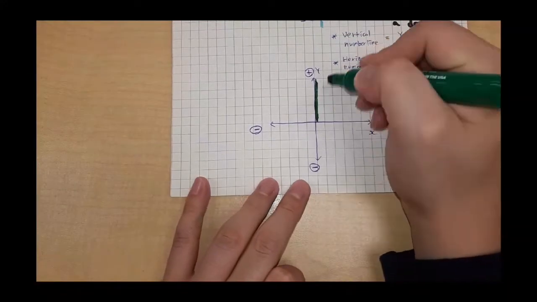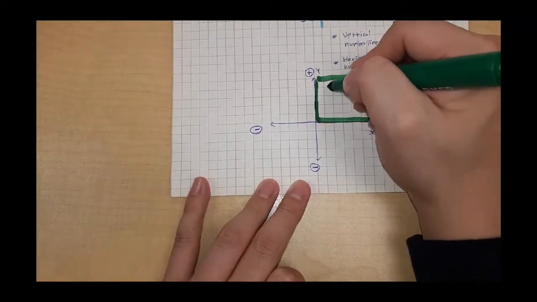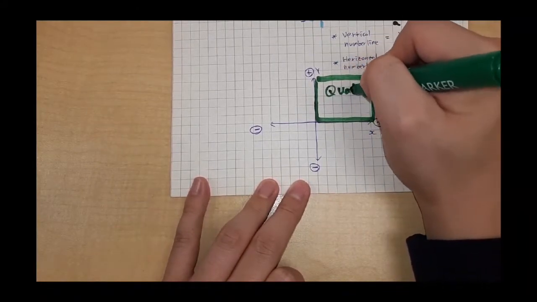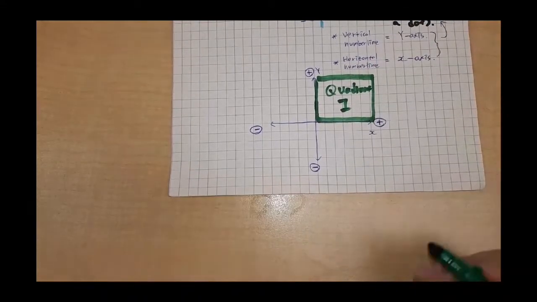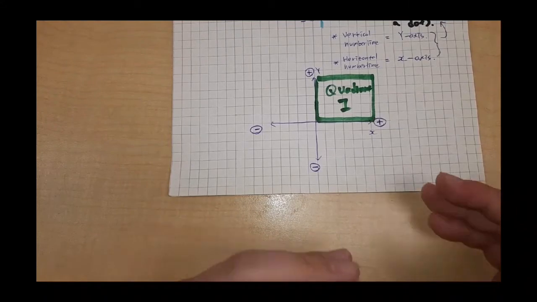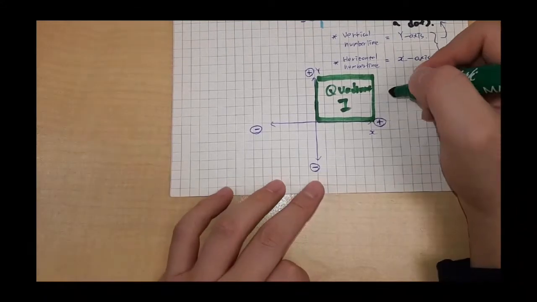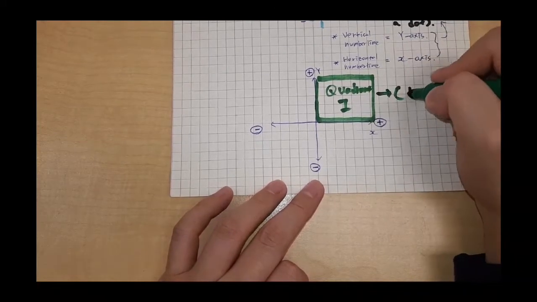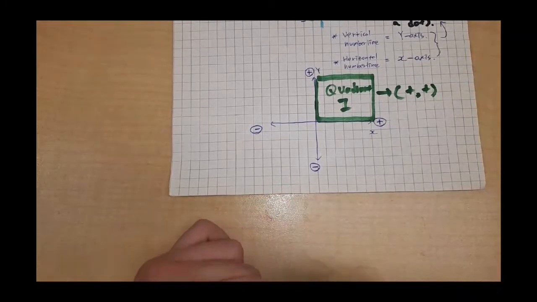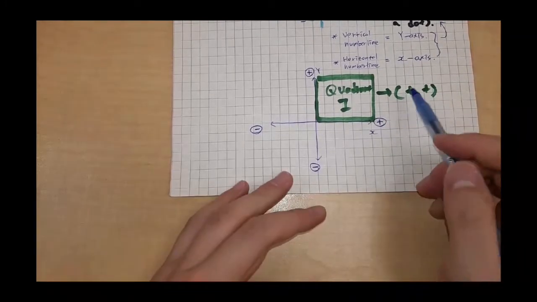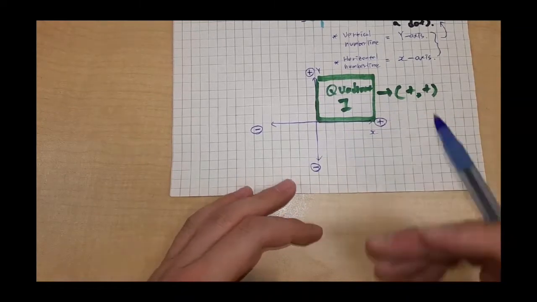This region is called quadrant 1. Quadrant 1. And this is a rule, ladies and gentlemen. Anything that is positive for horizontal and positive for vertical, any coordinate that has positive and positive, we're going to say those coordinates belong to quadrant 1.